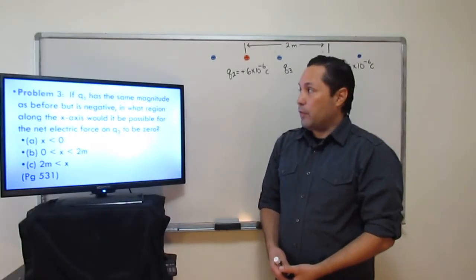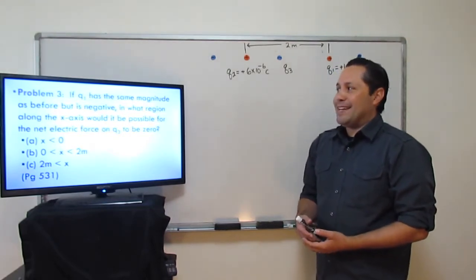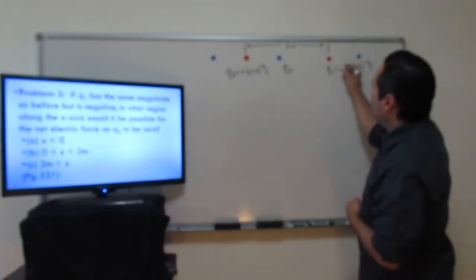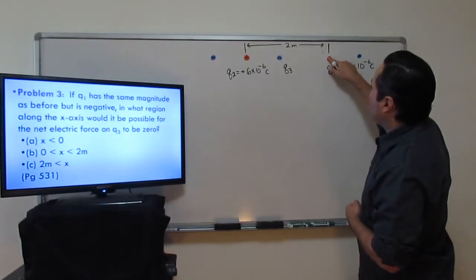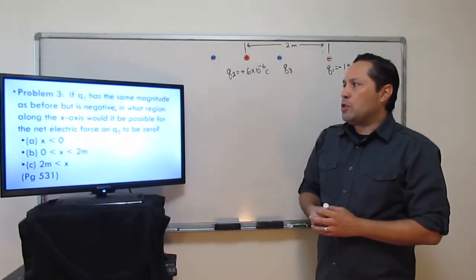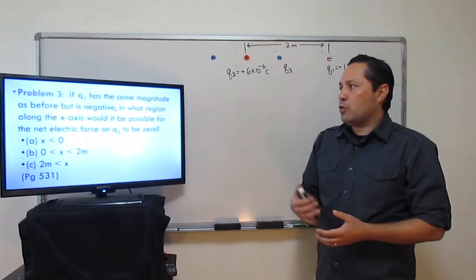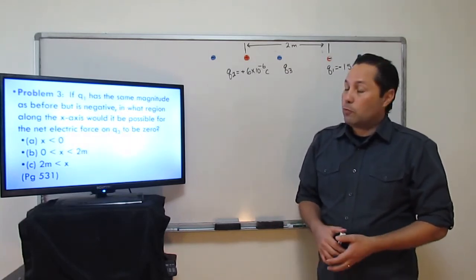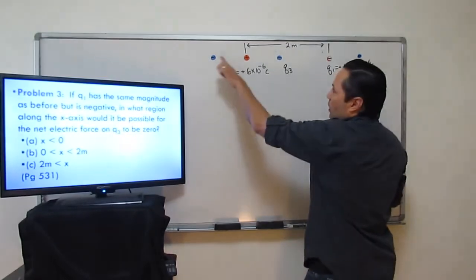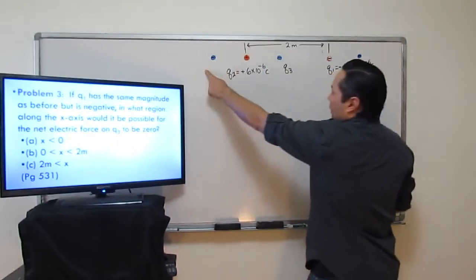In problem 3, we're asked the following question. If Q1 has the same magnitude as before but negative, so now we're going to change it from positive to negative. So that is a negative now. In what region along the x-axis would it be possible for the net force for Q3 to be 0? One more time. Alright, and our options are for A, to the left side, which is x less than 0. So to the left side.